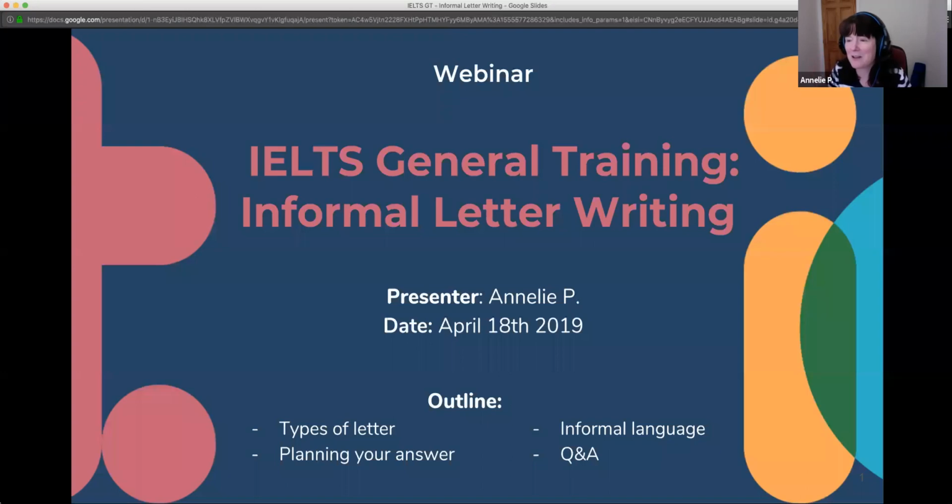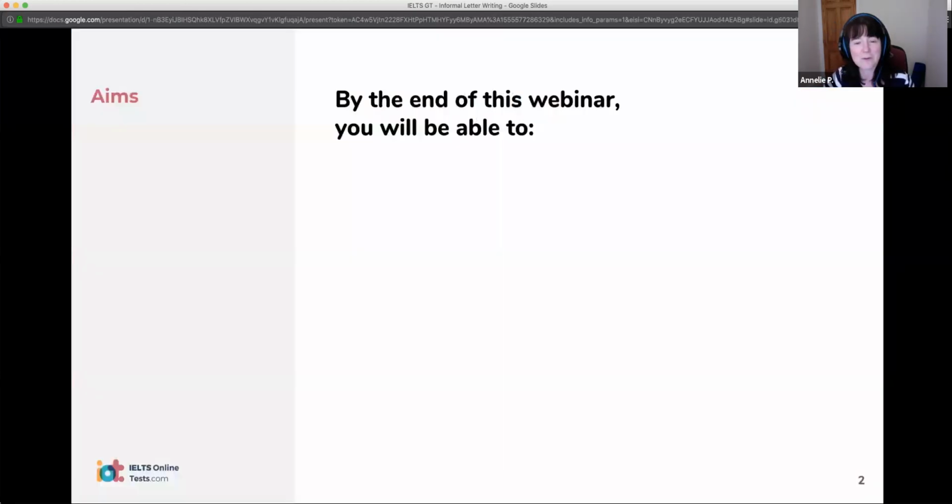Hey everybody, welcome. So we're looking at the general training module today and the task 1, which is always a letter. And we are going to look at the informal letter types before. So if you were here a few weeks ago, we looked at the formal letters. So now we're going to look at the other type of letter that you can get. Good. Oh, hi, Ilya. Remember you came before.